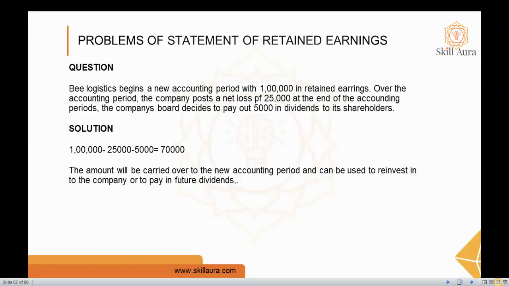The amount will be carried over to the next accounting period and can be used in reinvesting in the company, or you can pay future dividends also. This is the example for the statement of retained earnings, and this is how you calculate the statement of retained earnings with this formula.